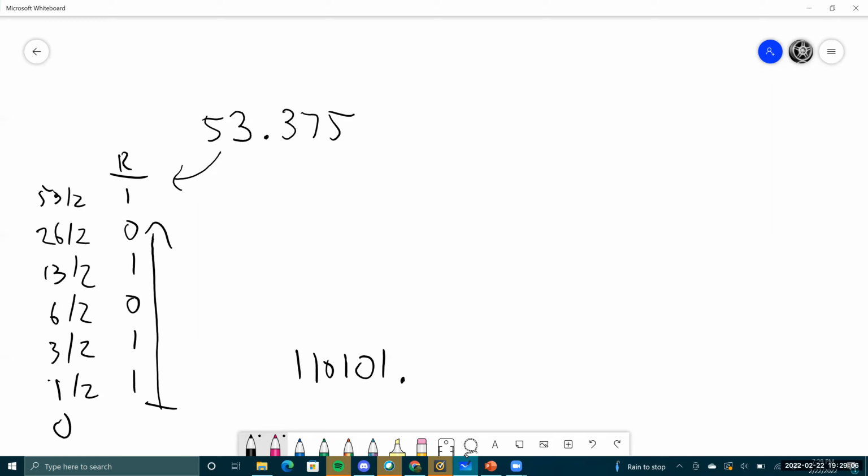Okay, now for the fraction side, I think that we haven't talked about this before, so let me quickly show you how to do the fraction side. So the fraction side, you start off with just the fraction.